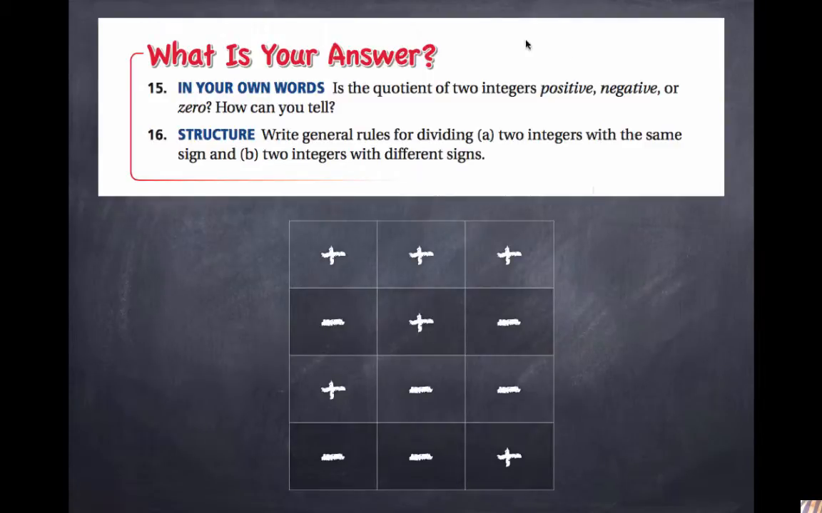So in your own words, is the quotient of two integers positive, negative, or 0, and how can you tell? And then they ask you to write a general rule for dividing two integers with the same sign and two integers with a different sign.